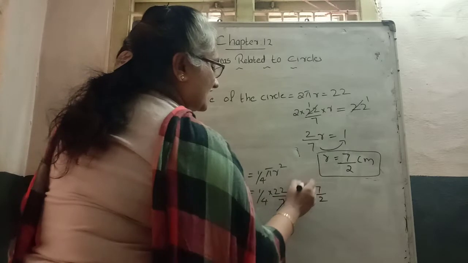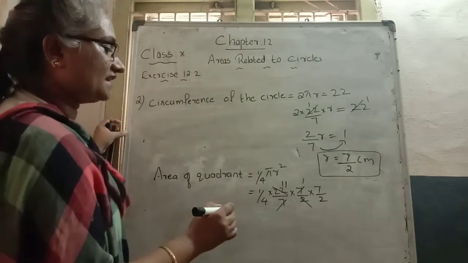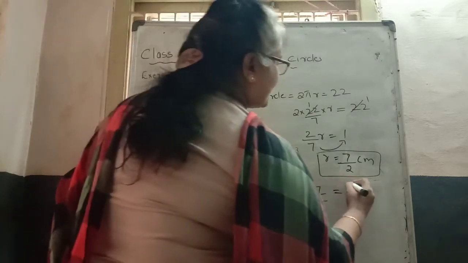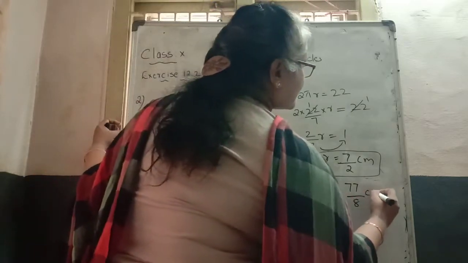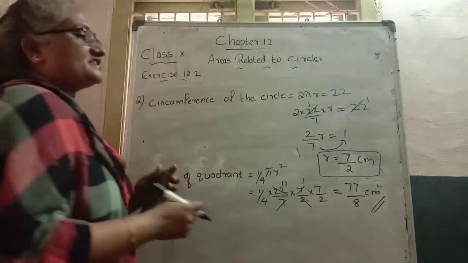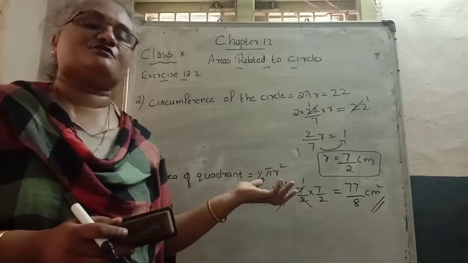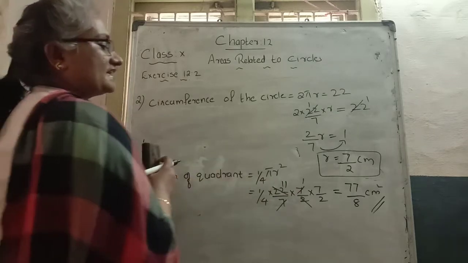1 and 7 we cancel, 2 and 22 cancel, 11. Again cancellation not possible. 11 in numerator part, 11 into 7 comes to be 77. Denominator 4 2s are 8 centimeters. Fractional wise right, or divide and decimal point wise right. Anyway you can write the answer.